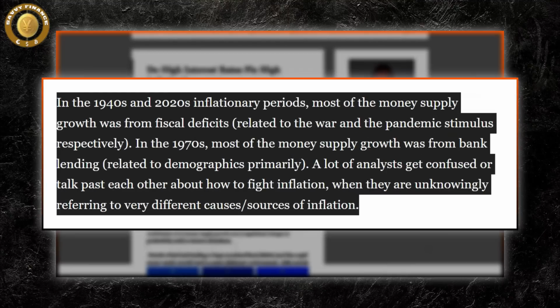In the 1940s and 2020s inflationary periods, most of the money supply growth was from fiscal deficits related to the war and the pandemic stimulus, respectively. In the 1970s, most of the money supply growth was from bank lending related to demographics primarily. A lot of analysts get confused or talk past each other about how to fight inflation when they are unknowingly referring to very different causes and sources of inflation.